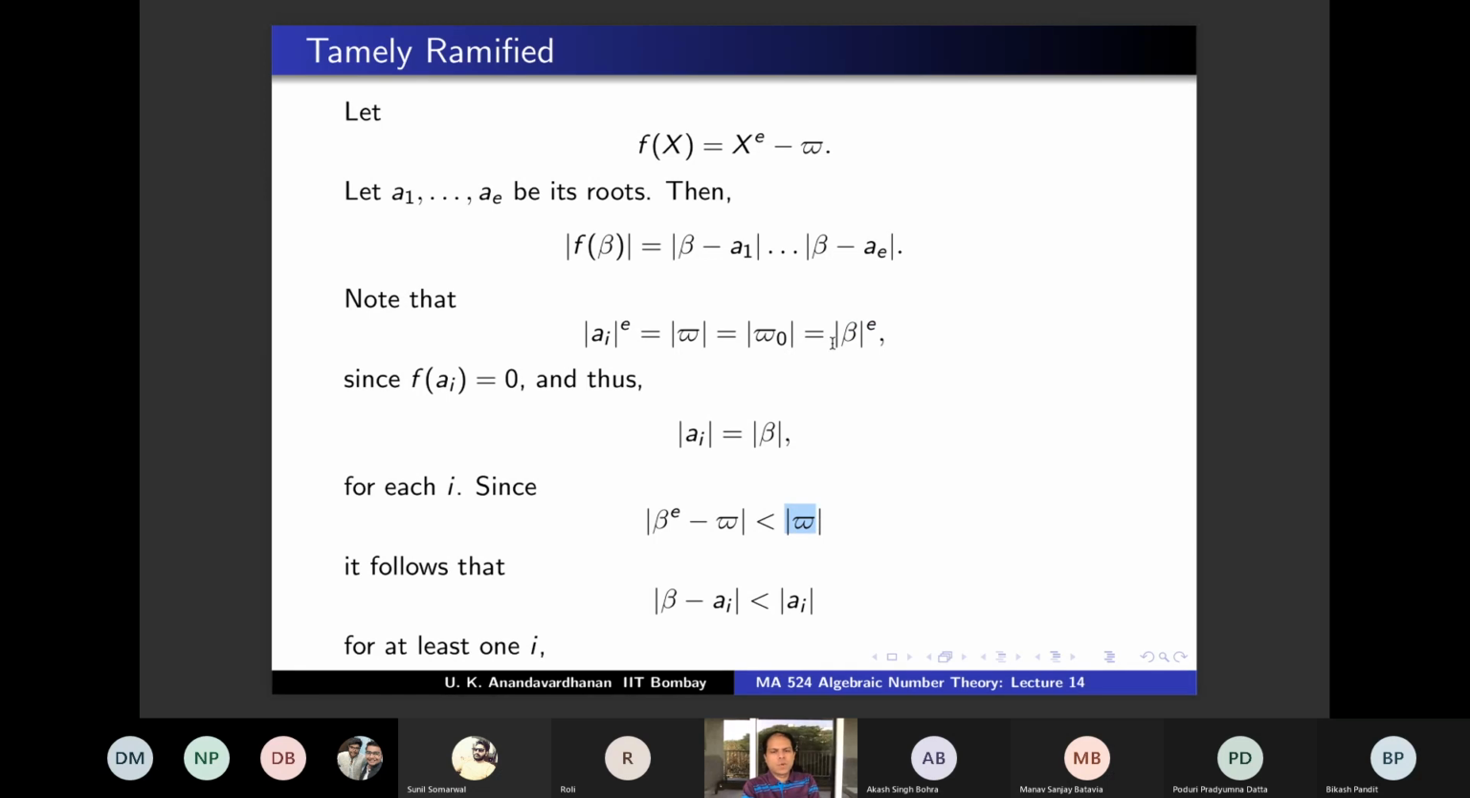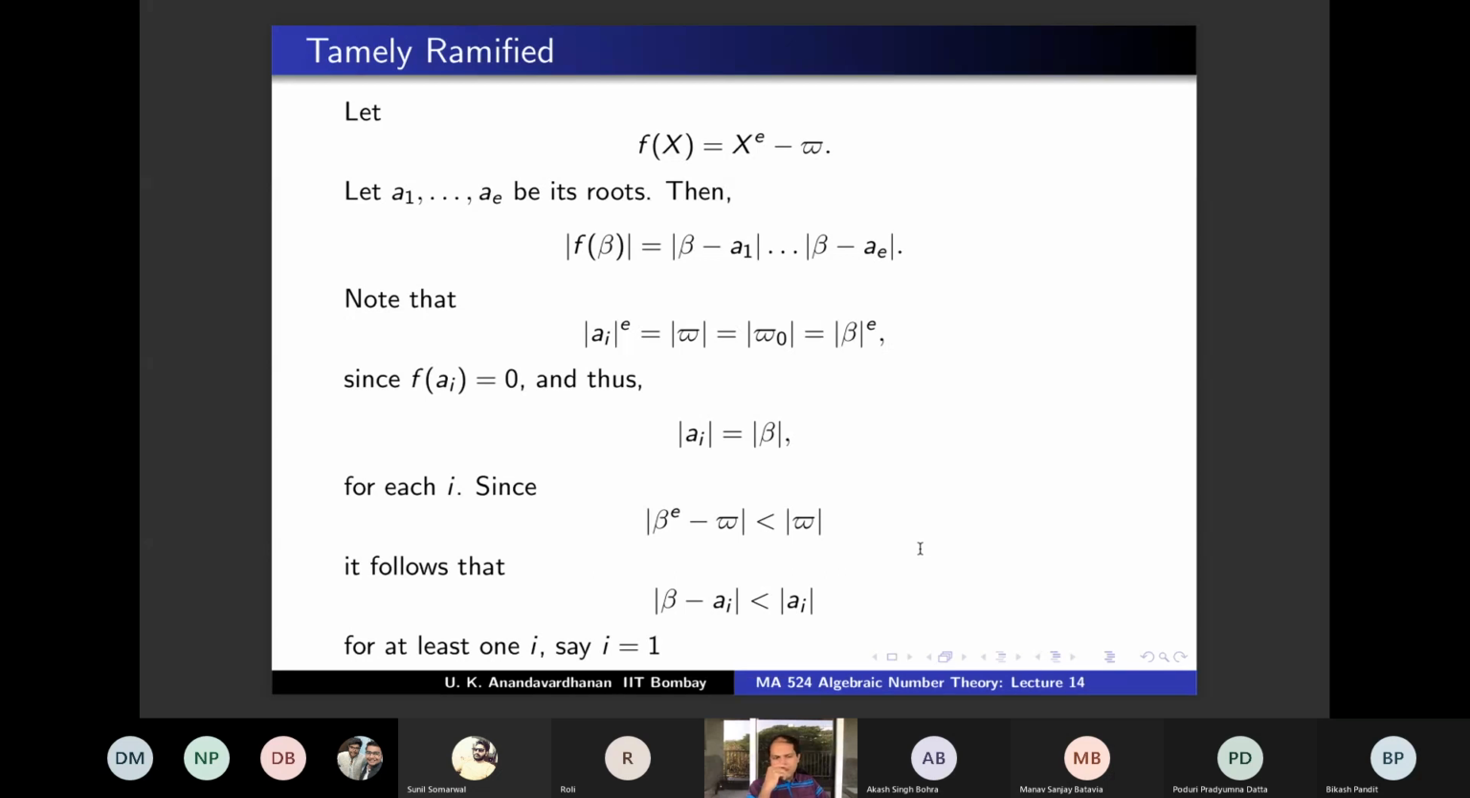Because what is given to you is mod beta power e is mod pi naught, but mod pi naught is mod pi. So this is mod pi, and you will get contradiction to this. You will get this is greater than or equal to mod pi. But you know that this is less than mod pi, therefore you conclude that at least for one i, mod beta minus ai is strictly less than mod ai. Agree?